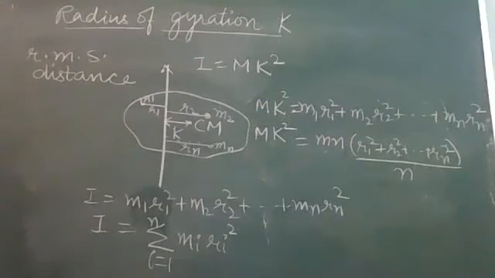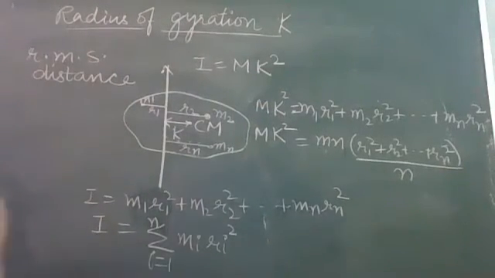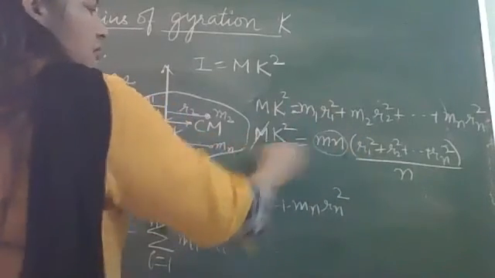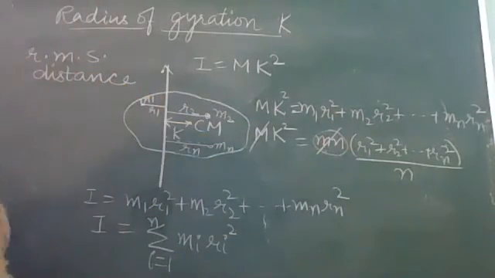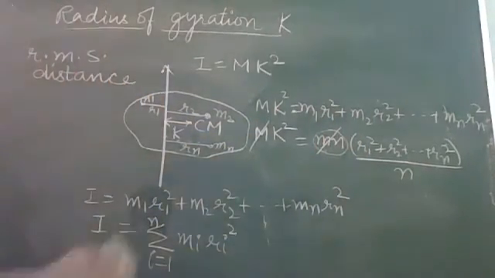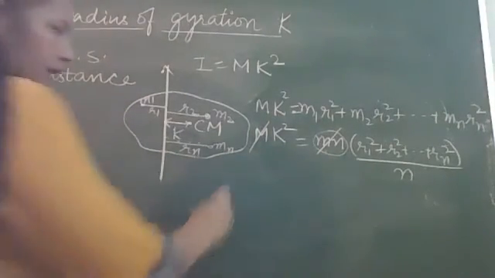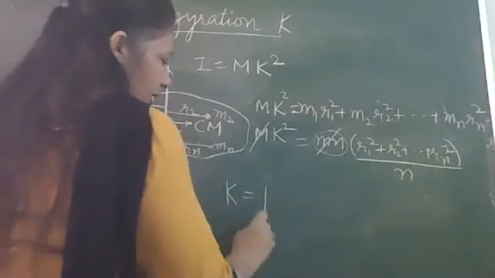Multiply and divide the right hand side by n, the number of particles. Now what is this mn? That is the total mass of the body. So it gets cancelled on both sides, and we get the formula of the radius of gyration.